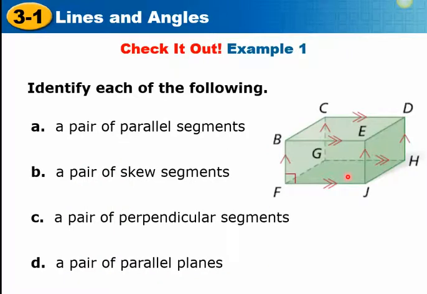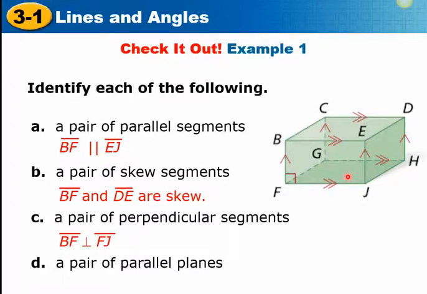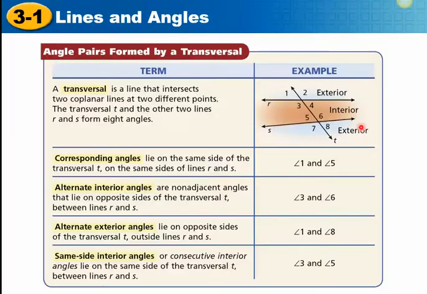This is just some more examples if you want to pause the video and try them and then come back and check your answers. A pair of parallel segments could be, this is just an example, BF to EJ. A pair of skew segments could be segment BF and DE. A pair of perpendicular segments could be BF with FJ, and a pair of parallel planes could be plane FJH, that's the bottom part of the box, with plane BCD, which is the top side of the box.